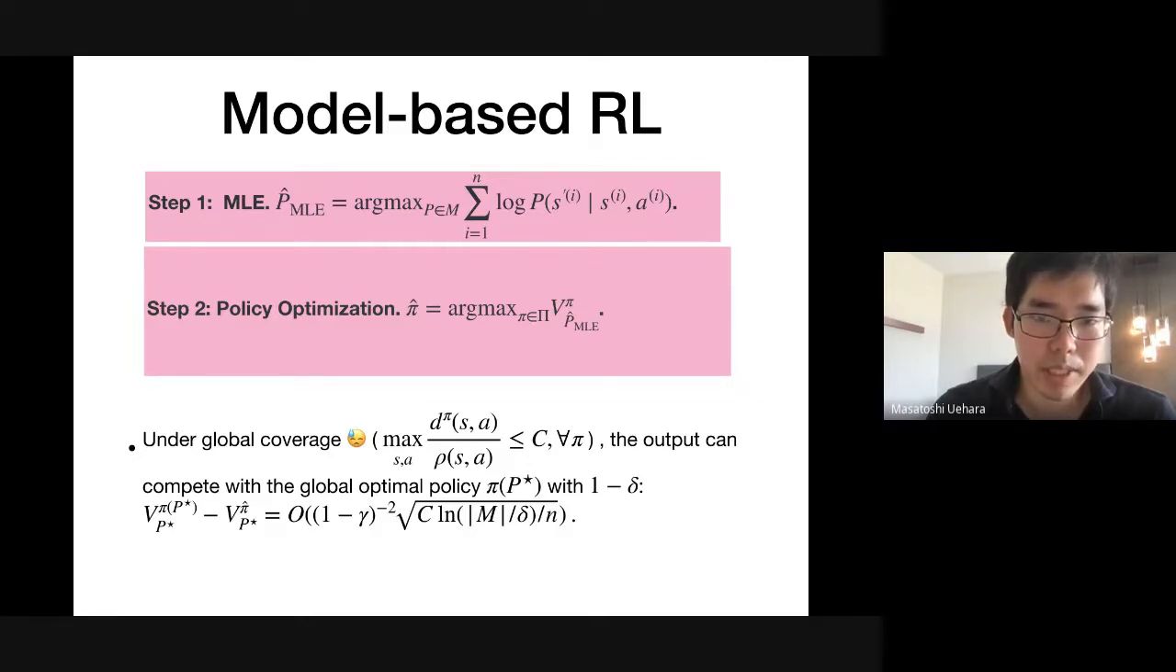In the second step, using the learned model, we do policy optimization. Here, argmax is over the policy class, and recall that v pi p hat means the policy value of pi under the learned model p hat. So in this learned model, we do policy optimization and find the policy maximizing the policy value. This pi hat has a theoretical guarantee, and it says that the output can compete with the global optimal policy pi p star with high probability. As I said, this assumption is very strong because it requires coverage for any pi, so we want to relax this assumption.